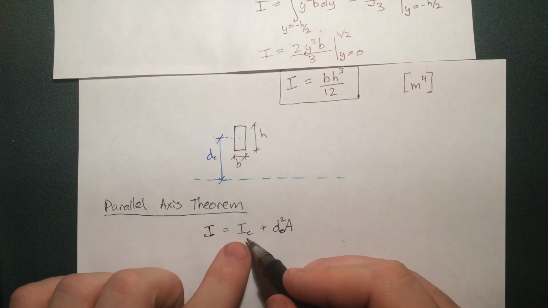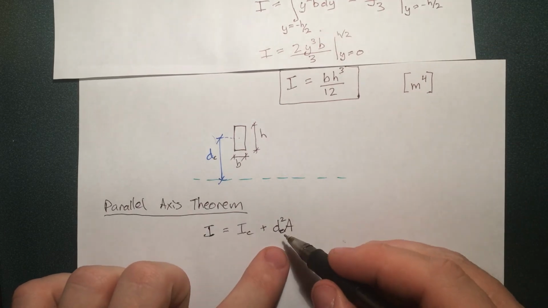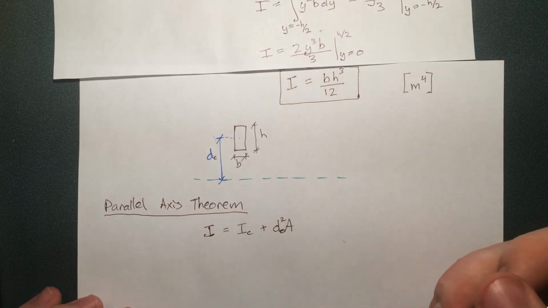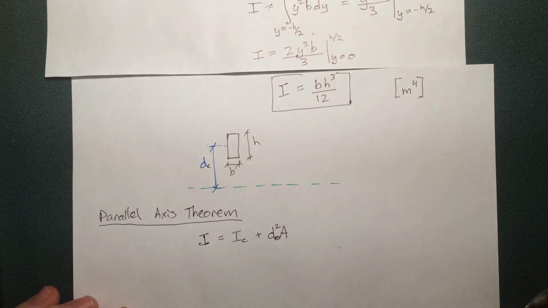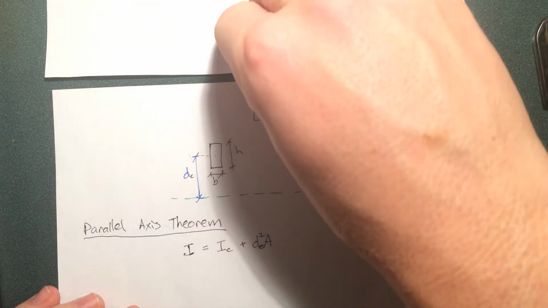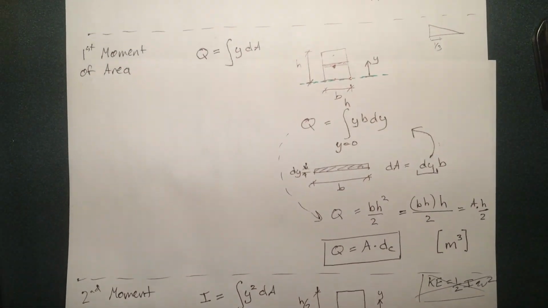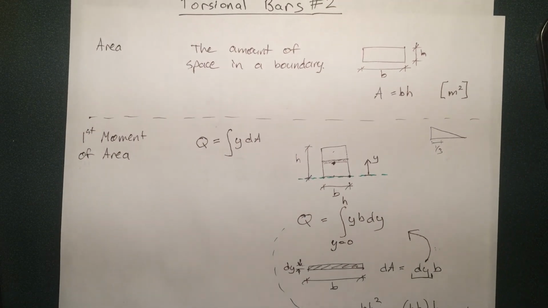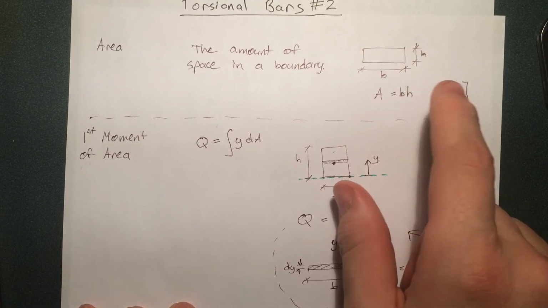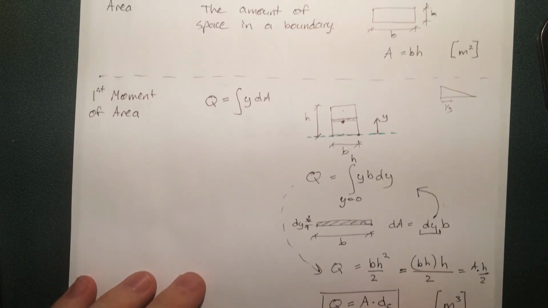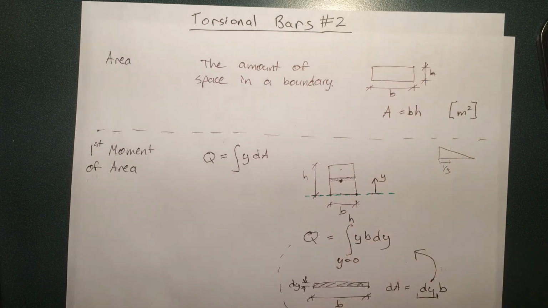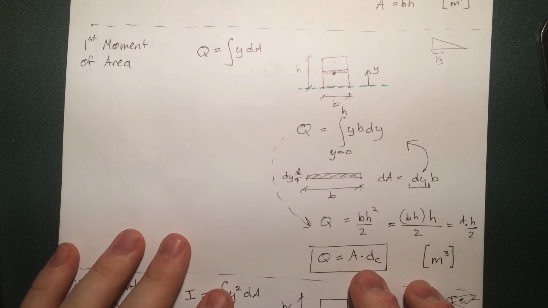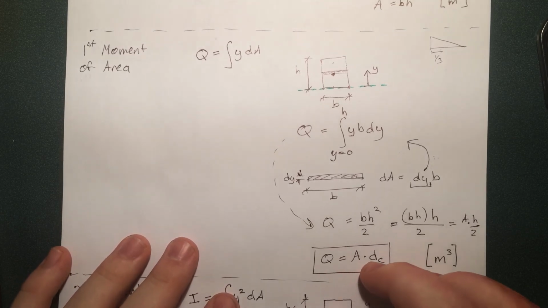And we can check the units. This is meters to the 4, still from here. This is d squared, it's meters squared times area, that's still meters to the 4th. Alright, so that pretty well concludes what I have to say about these things. So just in a quick review, the area, alright, I think we all know what that is, the amount of space in a boundary. Alright, area is b times h, and this is independent of where it is on the map. Alright, you can have an area in the North Pole, area in the South Pole, measured relative to the equator, doesn't make a difference.